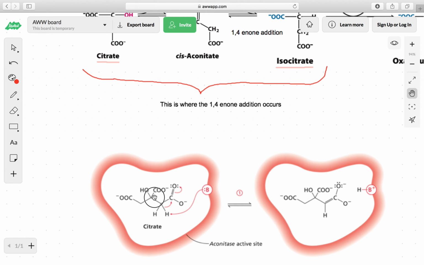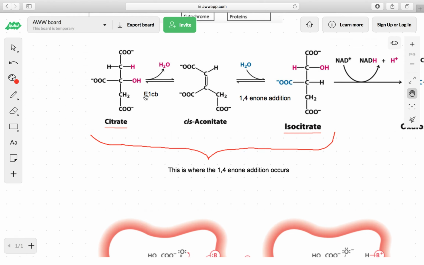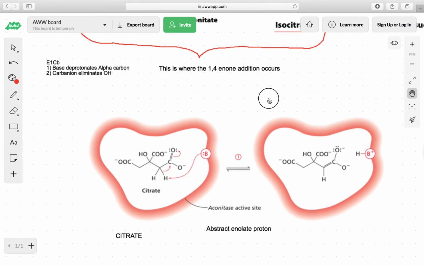Now, citrate has to somehow create cis-aconitate, and the mechanism behind that is E1cB. Now, if you remember E1cB, what happens is, first, let's write it out. In E1cB, first the base deprotonates the alpha carbon, and then in the second step, the carbanion eliminates the OH. So let's see how that happens here.